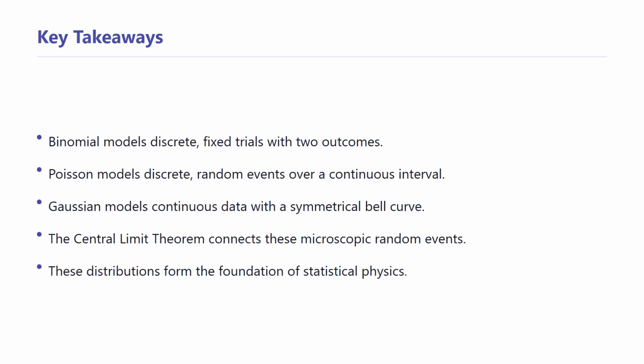We have covered a tremendous amount of ground today. Let us review the 3 most important ideas. First, the binomial distribution is your tool for discrete, fixed trials, where you only care about success or failure. Second, the Poisson distribution handles discrete, rare events happening randomly over a continuous interval of time or space. Finally, the Gaussian distribution is the continuous, symmetrical bell curve that governs variables taking any real value.